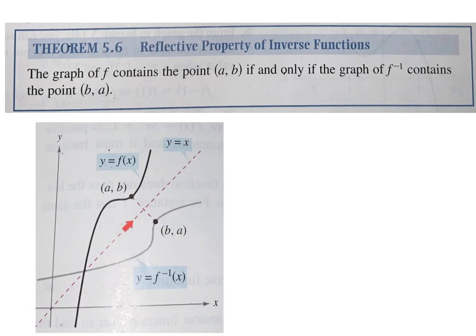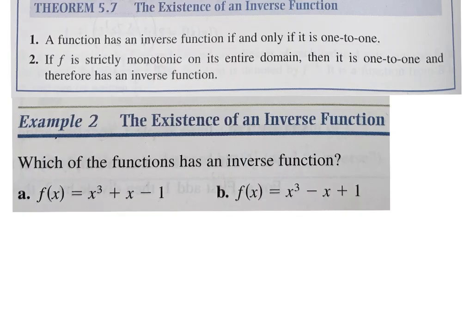And so that's just a reminder that this is actually a theorem here. This is a proven theorem that if you have a function and its inverse, those x and y's will flip-flop. That's what that's saying. Which leads to the next one.